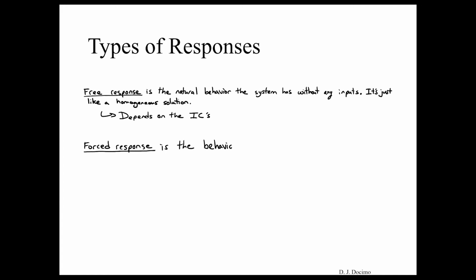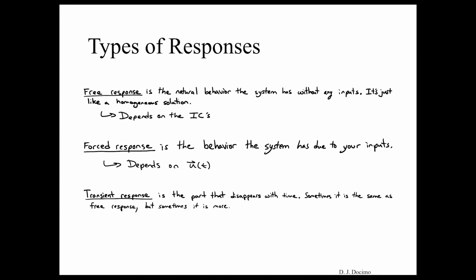On the other hand, we have forced response, which is the behavior the system has due to your inputs. So it really depends strongly on our inputs, u vector t. And then we have transient response. That is the part that disappears with time. Sometimes it is the same as the free response, but sometimes it is more than just that. And then our steady state response is the part that remains with time.